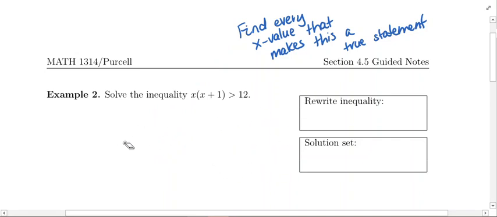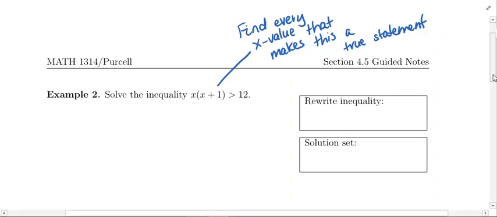Just as a heads up, you do not have to go through the long and drawn out process that we did in section 4.3. In section 4.3, we did everything. We found the vertex, the x-intercepts, and the y-intercept, and we used whether the parabola opened up or down to get our graph. Here, for inequality purposes, we are just drawing a very rough sketch.